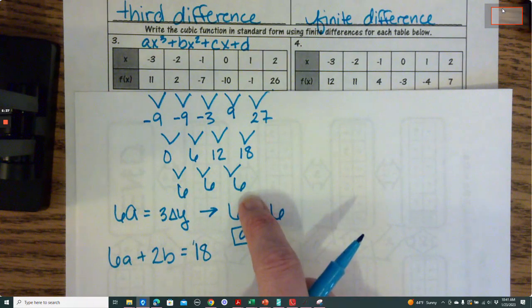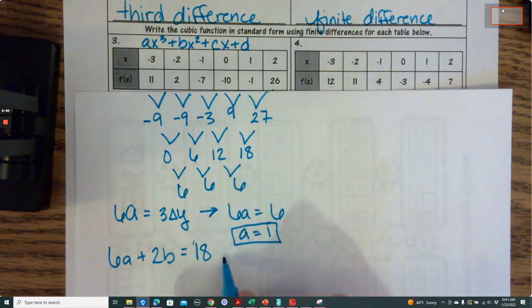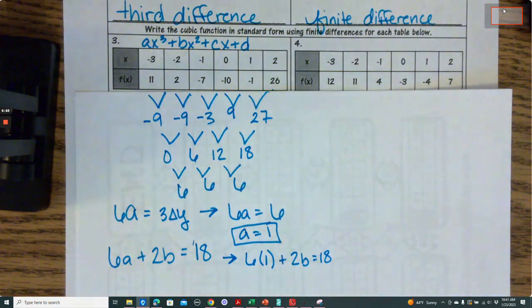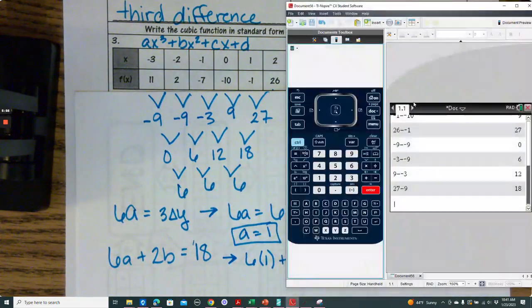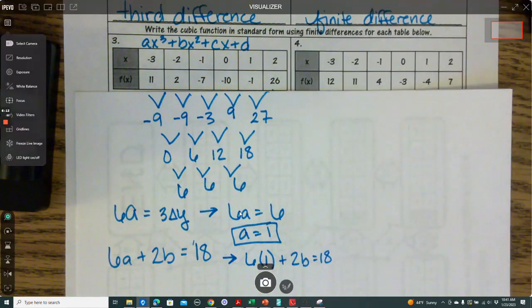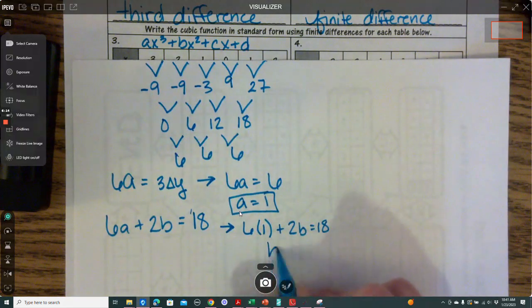So for the 6a plus 2b equals 18, can't you plug in a 6 for the 6a because you know that equals 6? No. You're going to plug in a 1 for the a. Plus 2b equals 18. Now for this, you can just use menu 3-1: 6 times 1 plus 2b equals 18, comma b. I plug the 1 in for the a because you can't solve an equation with 2 letters. So b equals 6.